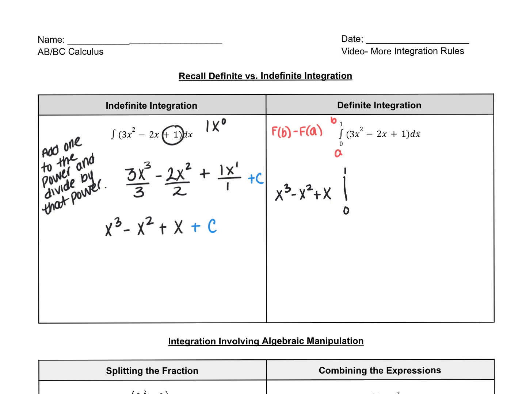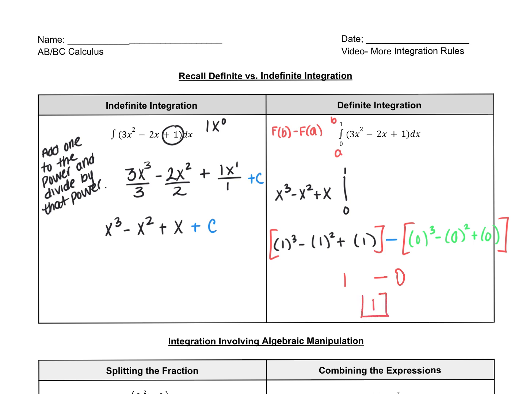So f of b is when I plug 1 in, so 1 to the third minus 1 squared plus 1. And then I need to subtract when I plug in 0. So 0 cubed minus 0 squared plus 0. So we're doing this whole thing minus this whole thing. So 1 minus 1 is 0, plus 1 is 1. And obviously, when I plug 0 into anything, it's going to be 0. So 1 minus 0 gives me 1. That would be my answer for my definite integral.